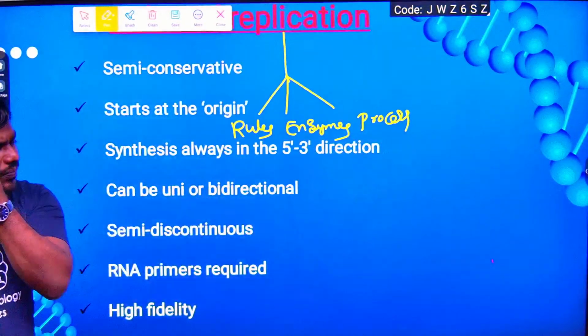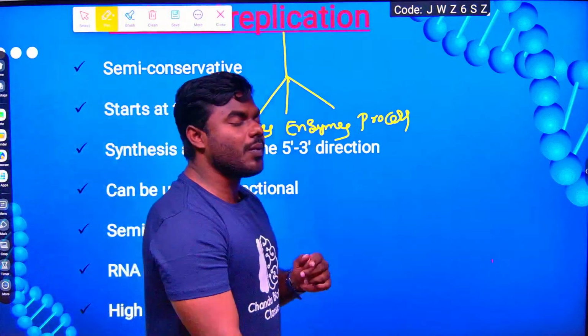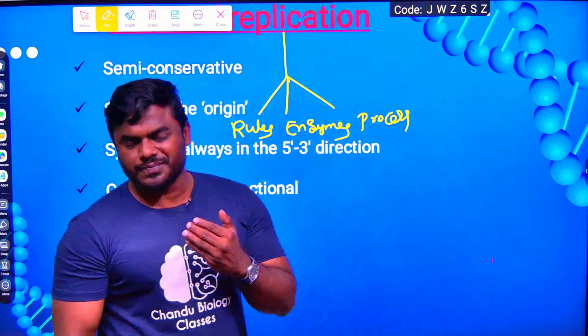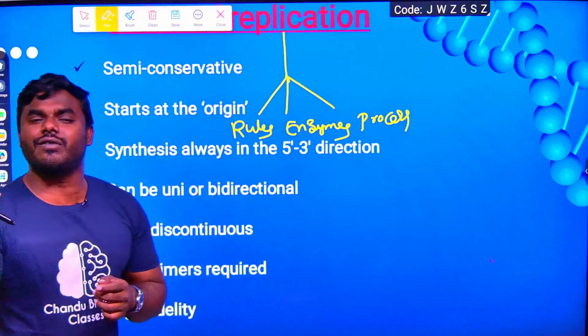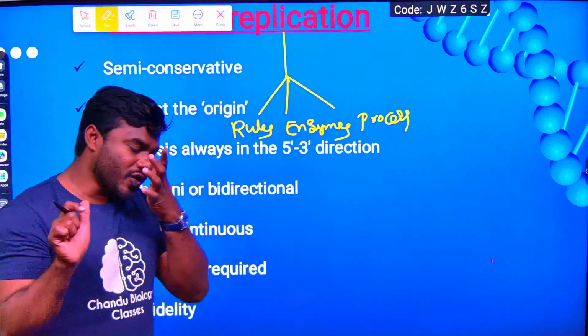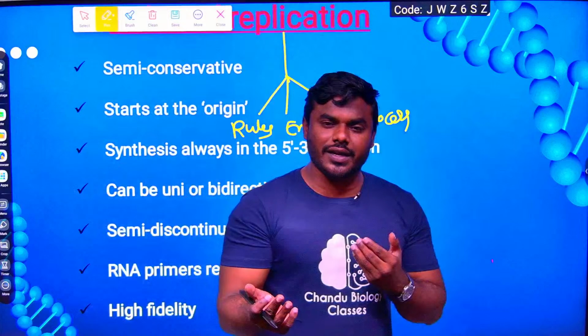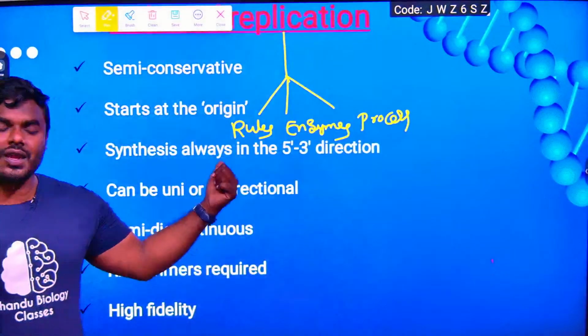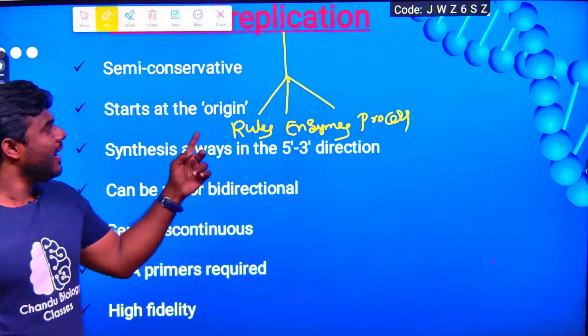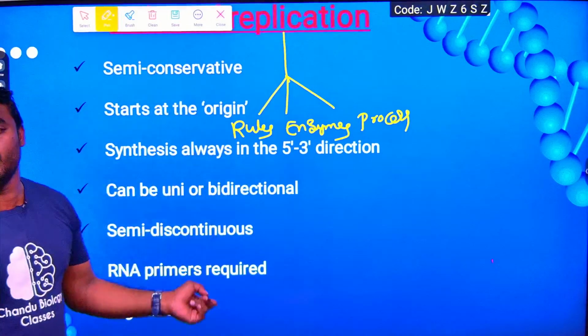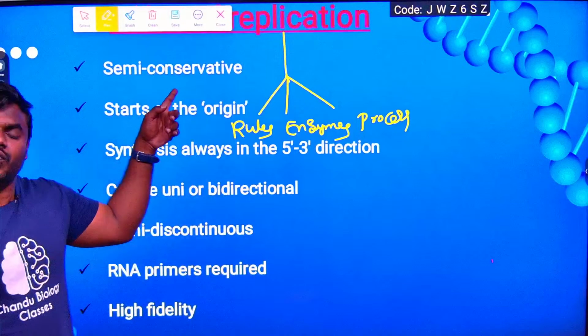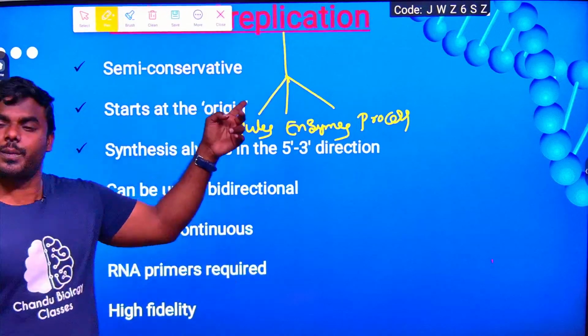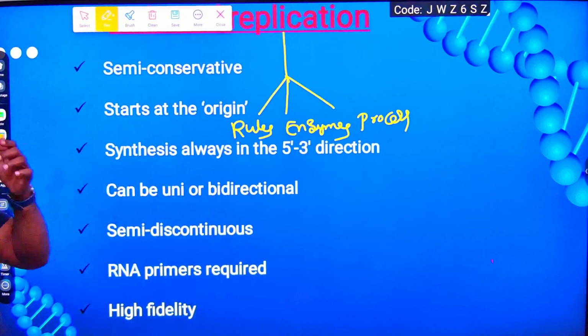Okay, now what are these rules? Suppose, for example, if you want to become an assistant professor, you have certain eligibility criteria. If you are not meeting that eligibility criteria, it's impossible to become one. Similarly, if the DNA wants to undergo replication, it has to strictly follow some rules. If it fails to follow any one of the rules, DNA replication never happens. Okay, what are those rules?